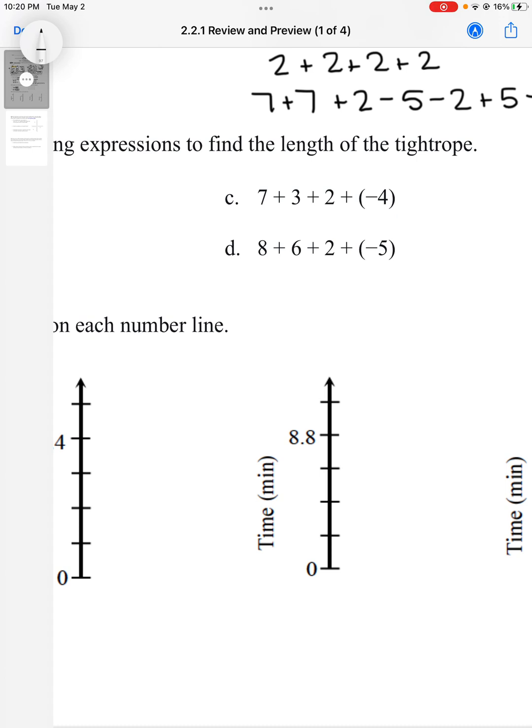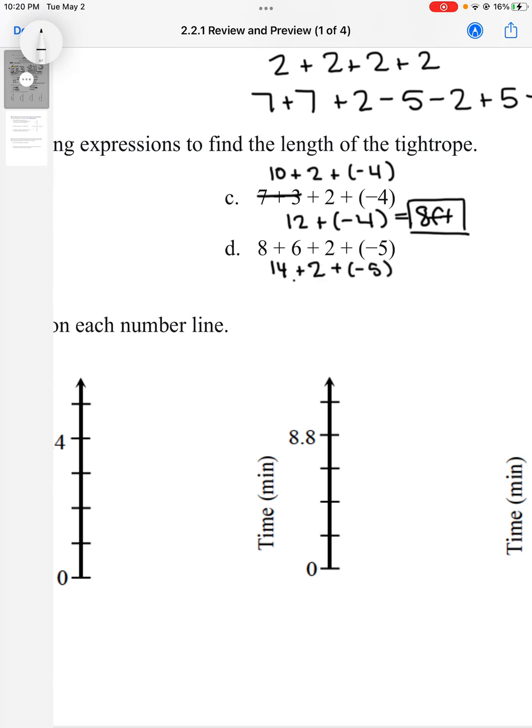Okay, 7 plus 3 is 10, plus 2 plus negative 4. I always rewrite it. I do one step and then rewrite the rest. So 10 plus 2 is 12, plus negative 4. 12 minus 4 is 8. This tightrope is 8 feet. Part D, 8 plus 6, 14, plus 2, plus negative 5. 14 plus 2 is 16, plus negative 5 is 11 feet.